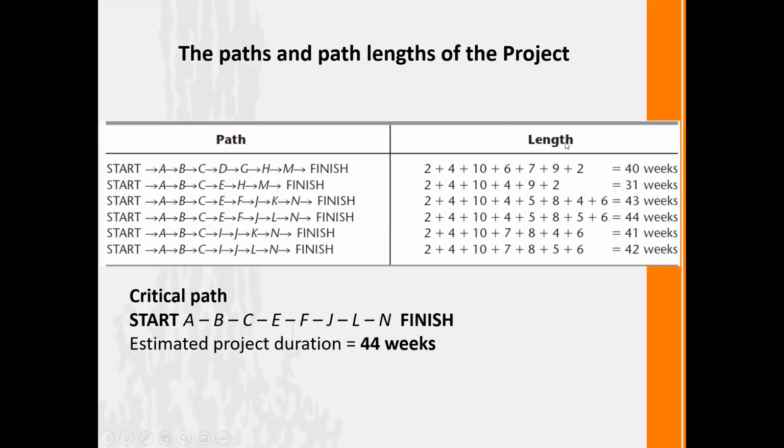From each path, you need to calculate the completion weeks. The first path consumes 40 weeks. The second path consumes 31 weeks. The third path consumes 43 weeks. The fourth path consumes 44 weeks. The fifth path consumes 41 weeks. And the last path consumes 42 weeks. You can do the same calculation based on the previous network model.